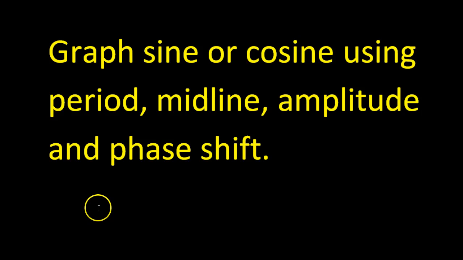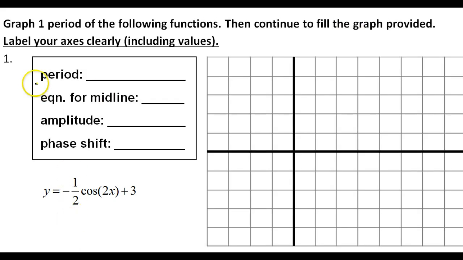In this video, we will graph sine or cosine using period, midline, amplitude, and phase shift. Problem number 1. Let's start with the period. How do we calculate the period? Well, the period is equal to 2 pi divided by the b value. In this case, the b value is this 2 right here.